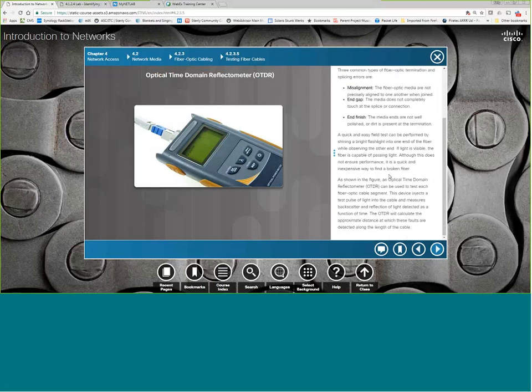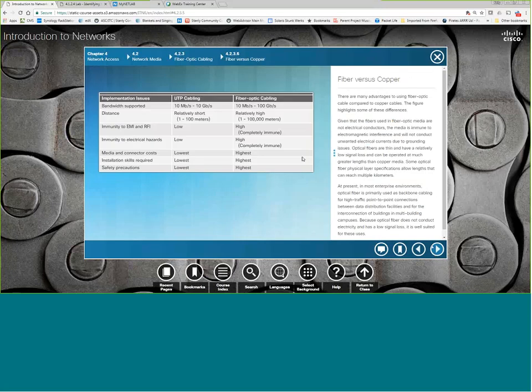Fiber versus copper, big difference is copper is cheaper, okay? It is not immune to EMI. It is cheap. It's easy to install. So copper has its advantages. Fiber, however, has very high bandwidth distance support. It has extremely long distance support. It is completely immune to EMI and any type of electrical hazards, but it also is the most expensive in terms of media and connector costs and installation skills.